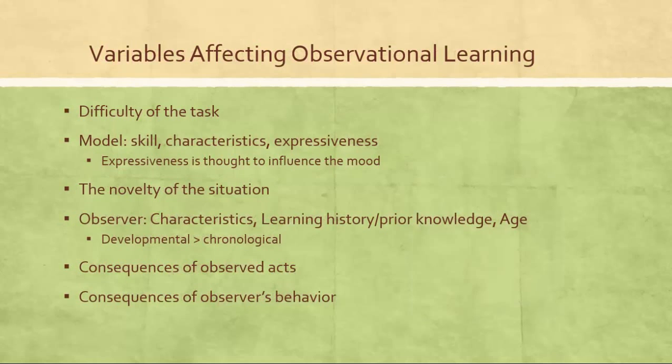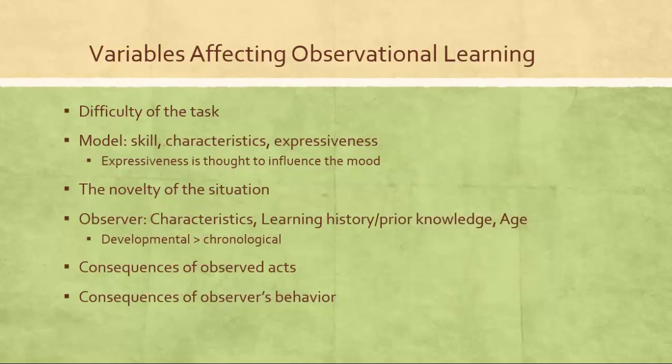So there are variables that affect whether observational learning works and how well it works. The first is obviously the difficulty of the task being observed. The more difficult the task, the less learning is likely to occur during observation. However, observing a model perform a difficult task improves the likelihood of success. It shows the observer that it can be done.